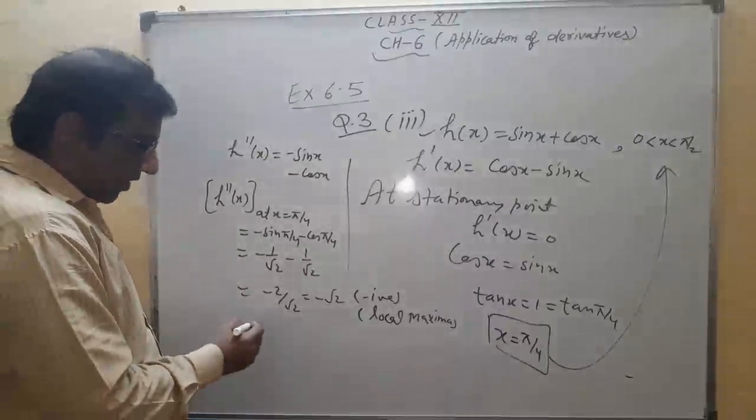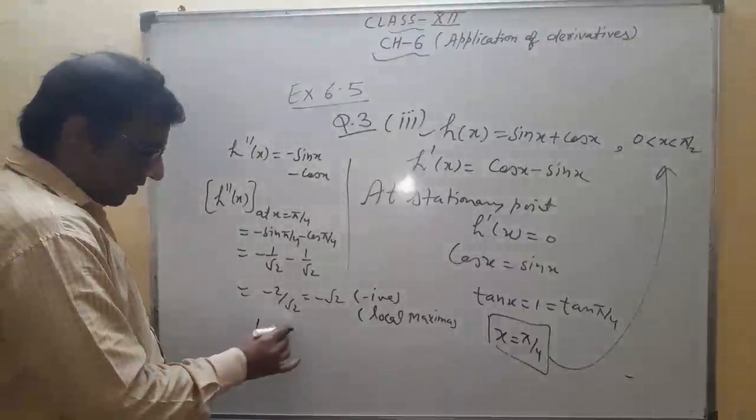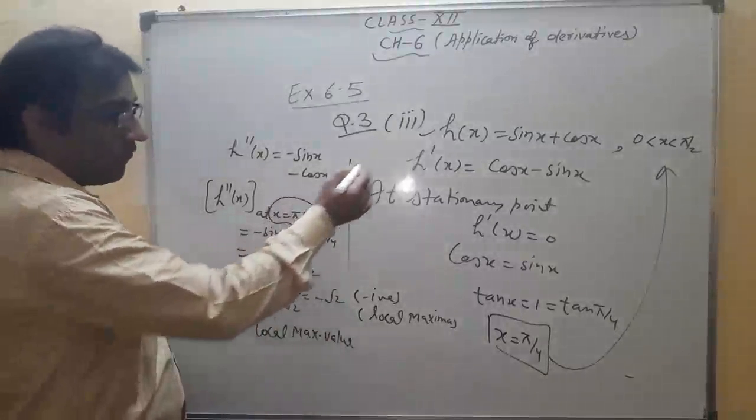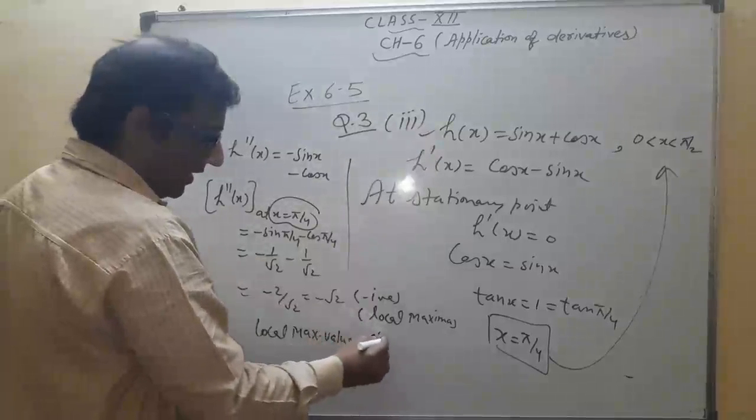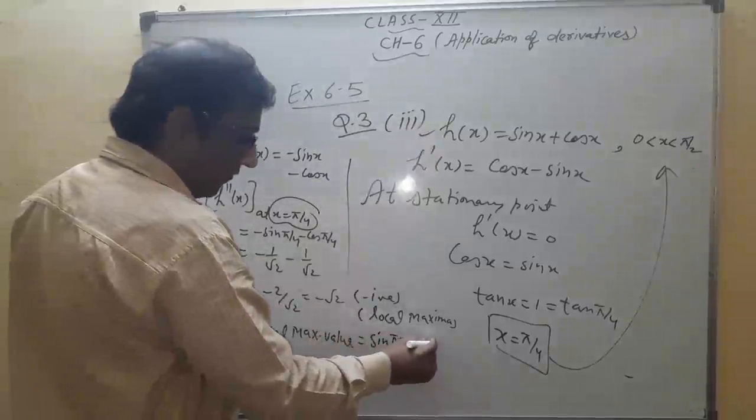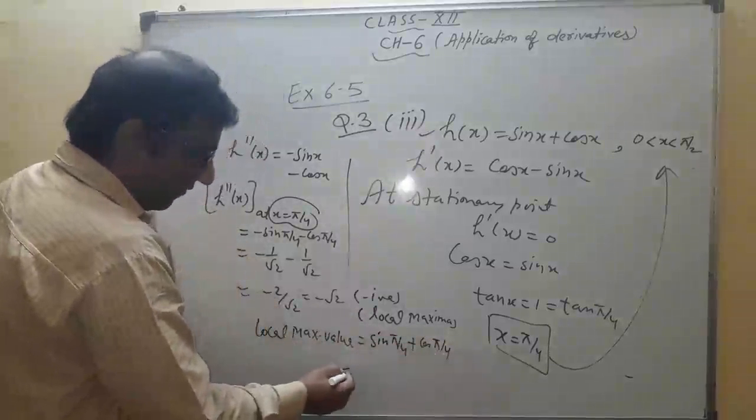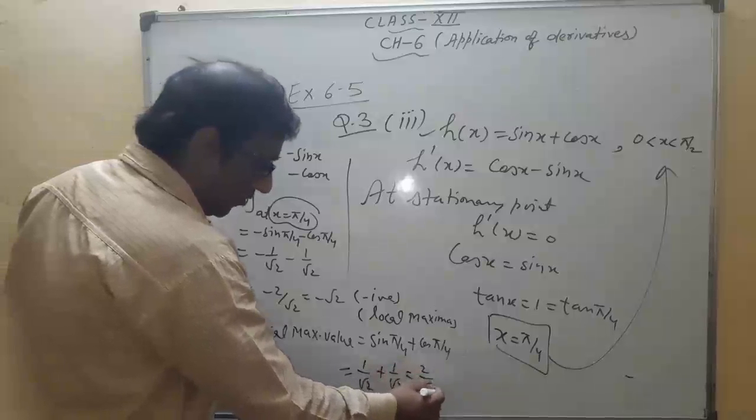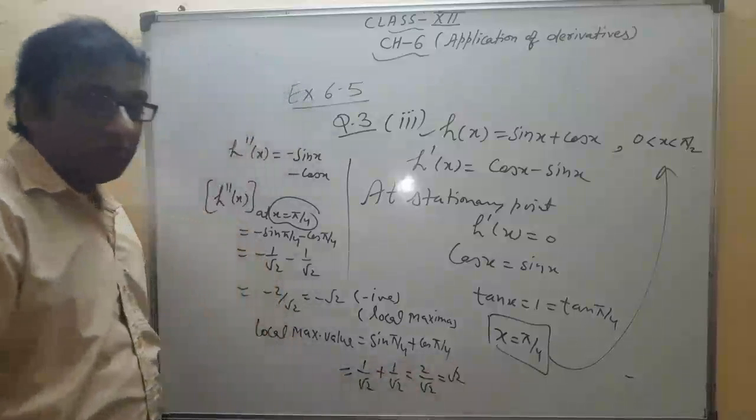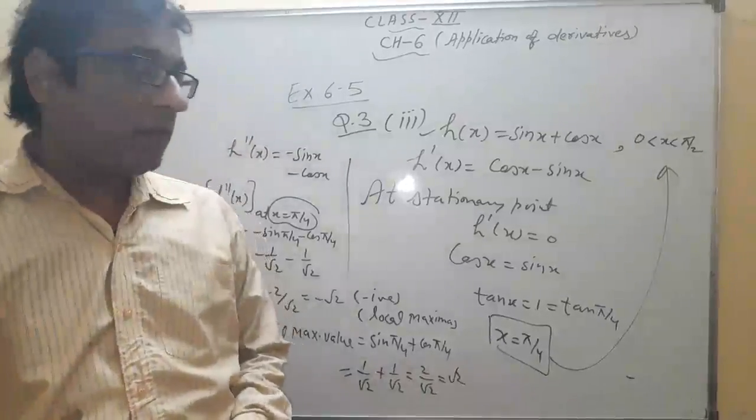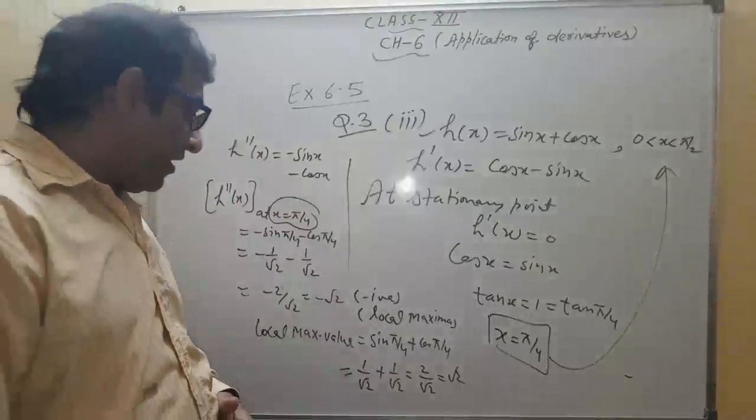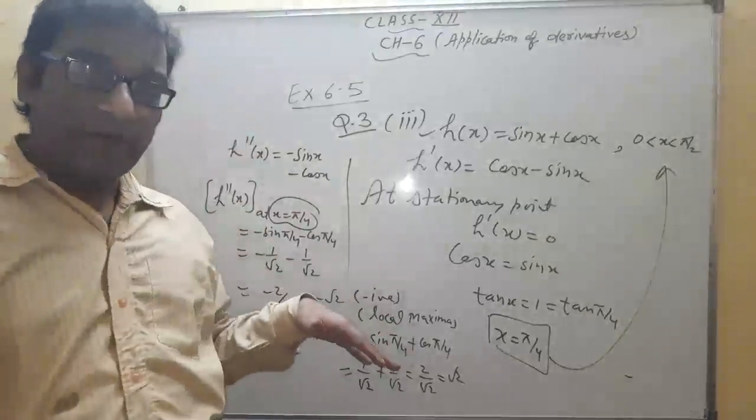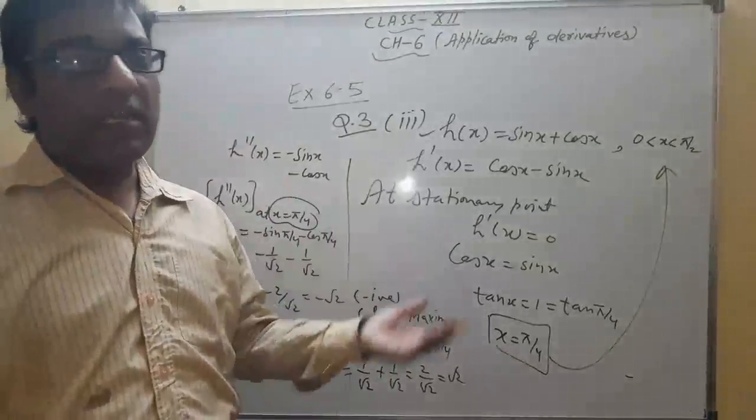And how will we calculate the local maximum value? For finding the local maximum value, we will put x equals pi by 4 in the given function. So we will get sin pi by 4 plus cos pi by 4. When we solve it, we will get 1 upon under root 2 plus 1 upon under root 2, that is 2 upon under root 2, and we will get under root 2. So this is the way of finding the local maxima and local maximum value. Because maxima is there, that's why we calculate the local maximum value. If minima is there, then we will calculate the local minimum value.